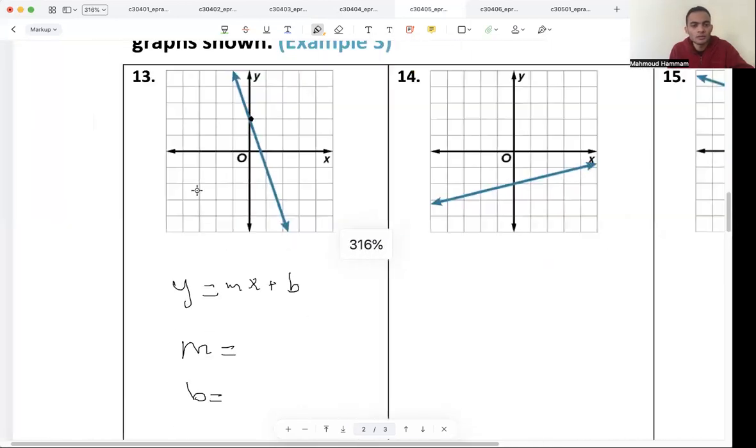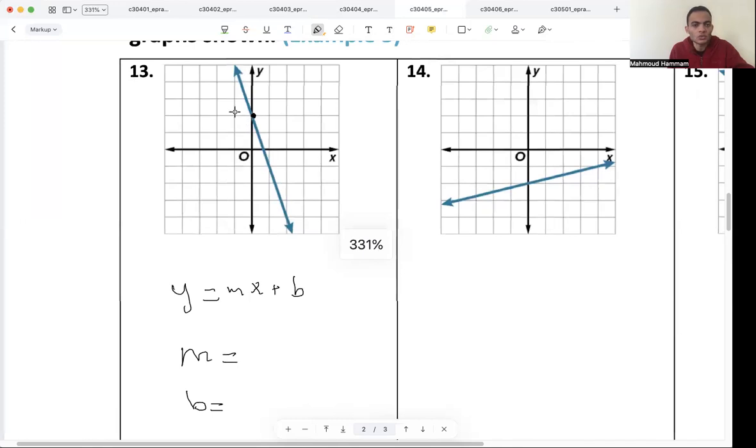2. This point is, count with me, 1, 2. So, what is b? The b is 2. What is m? I need to find m, and m has the rule y2 minus y1 over x2 minus x1. What are the coordinates of this point? 0, 2, like this.